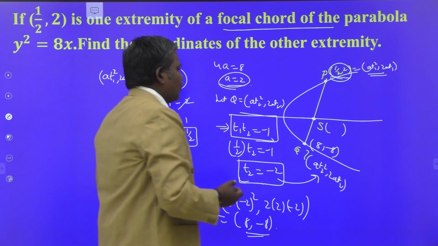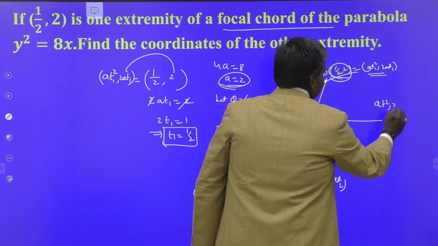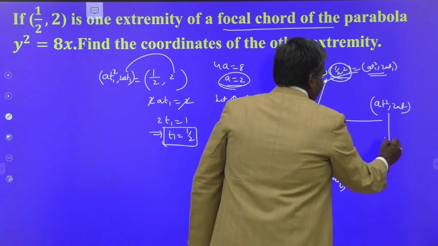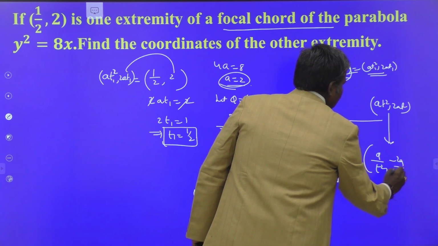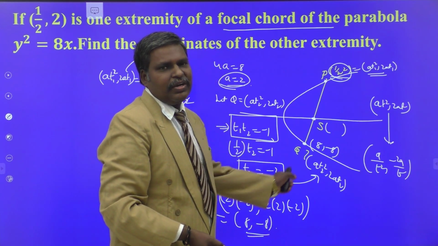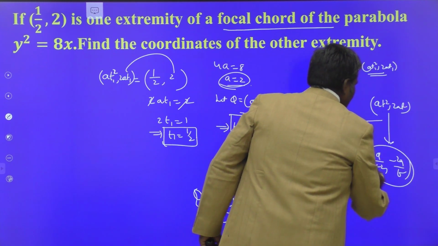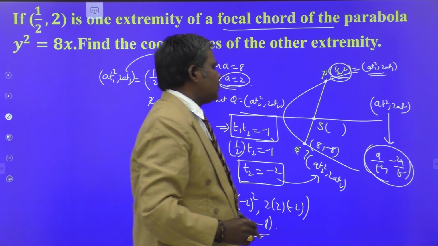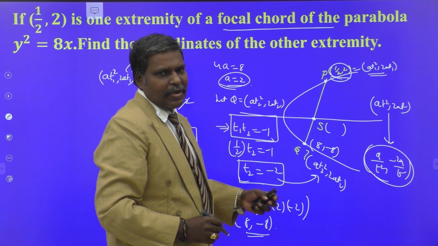Or if you want a formula, directly, if it is 80 square comma 280, the other end is obtained by a by t square comma minus 2a by t. There is no magic here. Instead of t, you take minus 1 by t, because t1 t2 is what now? Minus 1. So this is directly obtained as a by t square comma minus 2a by t. This is the other extremity of the focal chord through that point 80 square comma 280.